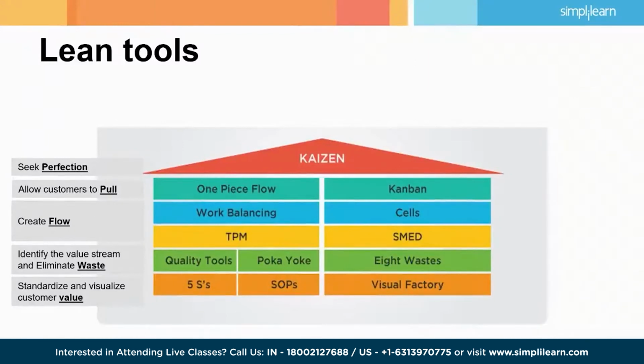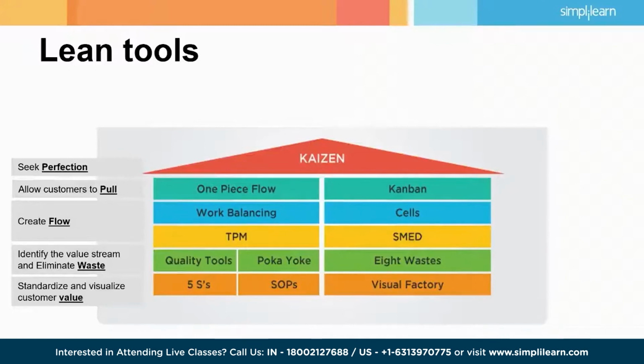And of course, we have the Lean tools. As you can see on the slide, Lean tools have five base objectives, which are to seek perfection, allow customers to pull, create flow, identify the value stream and eliminate waste, and finally standardize and visualize customer value.